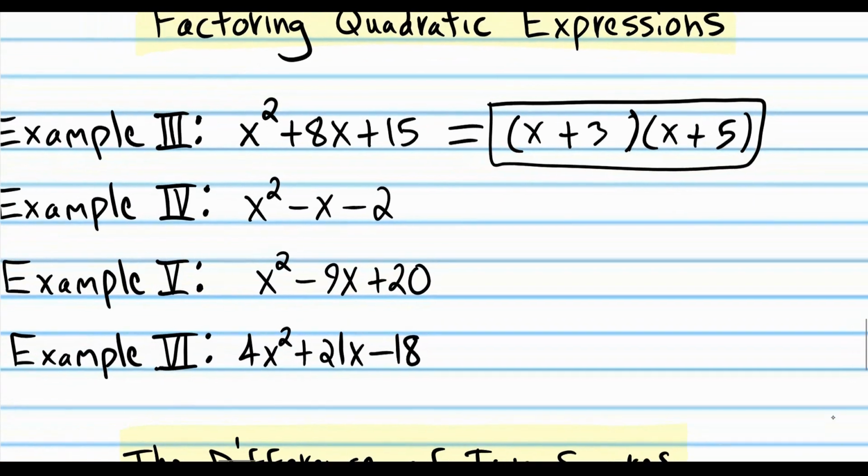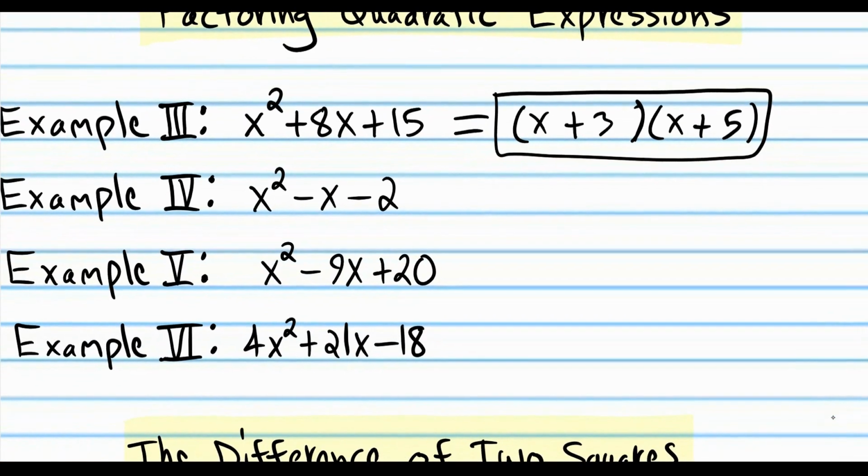So go ahead and try example 4. You want to ask yourself, we're looking for two numbers such that when you multiply them, you get -2, and if you add them, you get -1. So we need two numbers such that when you multiply them, you get -2, and you add them, you get -1. Try example 4. When you come back, we'll do it together.